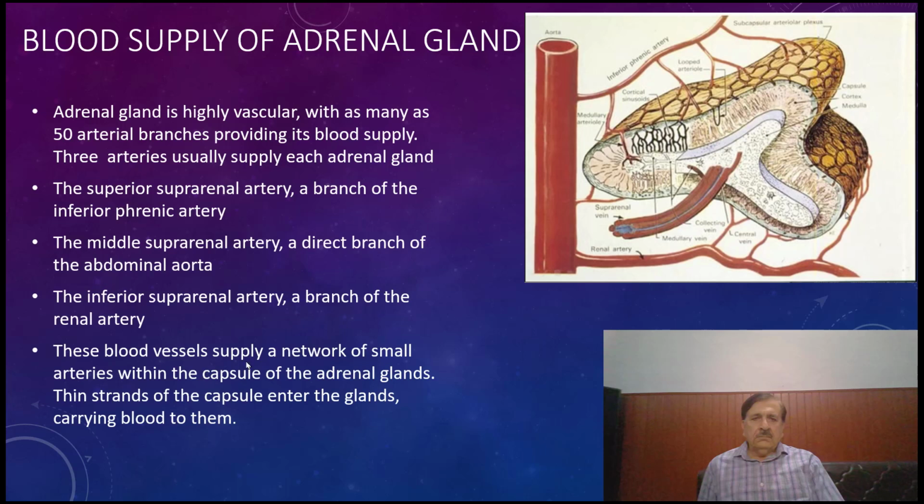These blood vessels supply a network of small arteries within the capsule of the adrenal gland. Strands from the capsule enter the gland carrying blood. Here they make a meshwork, and from this the vessels then enter the cortex and supply the gland.